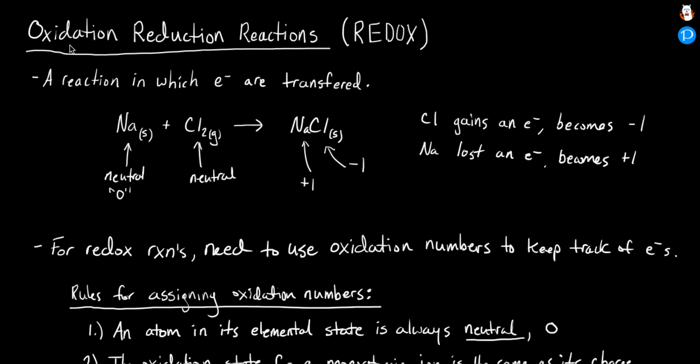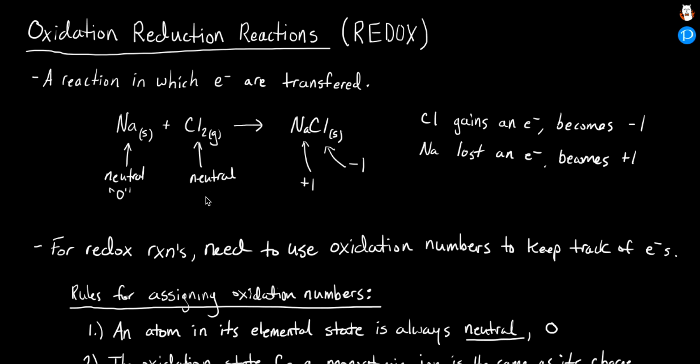Let's talk about oxidation reduction reactions. Sometimes these reactions are abbreviated as redox reactions. So that term redox just comes from oxidation reduction. And so for a redox reaction, we're looking for a reaction in which electrons are transferred from one thing to another.